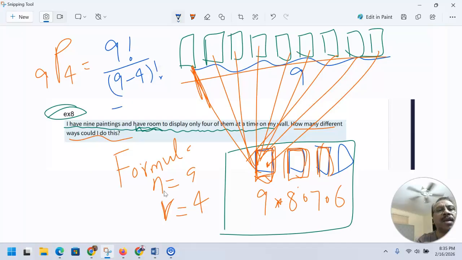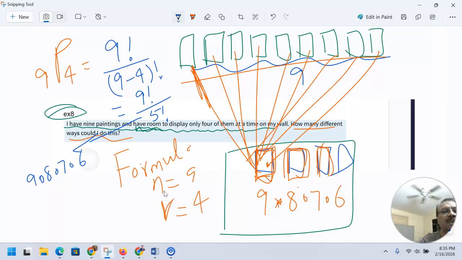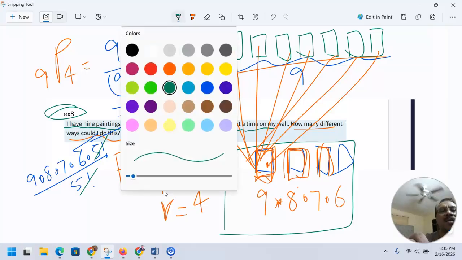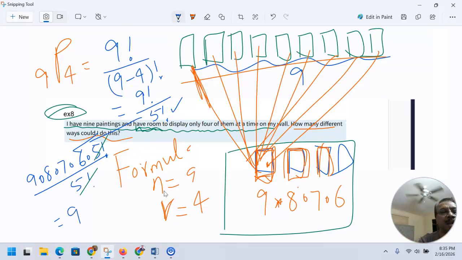Okay, so that way you get 9 factorial over 5 factorial. Yeah? And this equals 9, 8, 7, 6, and 5 factorial. I got all the way to 5 factorial because in the denominator there is a 5 factorial, which we can cross out. So what I'm left with is only 9, 8, 7, and 6.